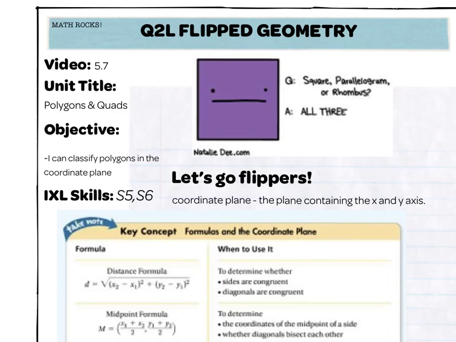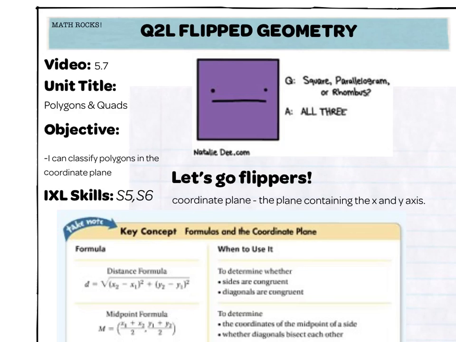All right, so the new lesson today is 5-7, polygons and quads. And again, your objective today is going to be, I can classify polygons in the coordinate plane. We're actually going to use coordinate geometry. Coordinate geometry is really cool because we actually are going to focus on using coordinates, like 3, -6. So coordinates, and we're using coordinate geometry. Okay? Very important idea today.